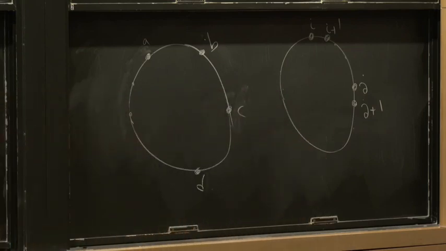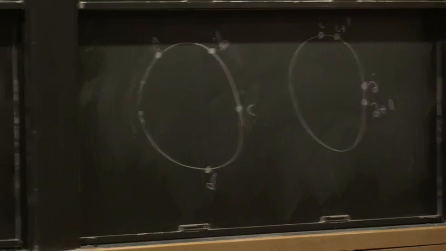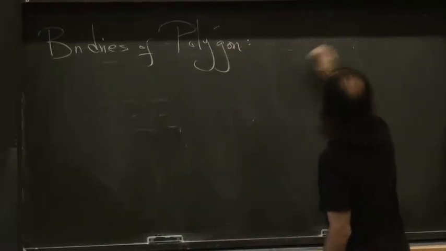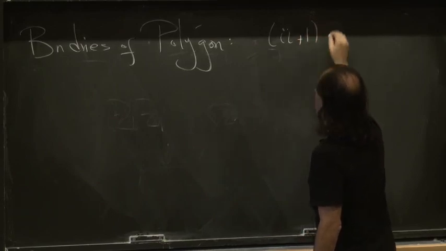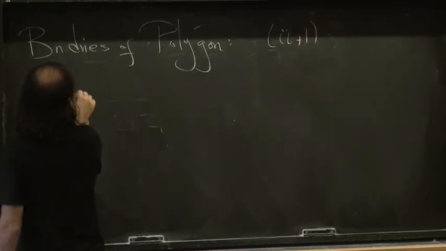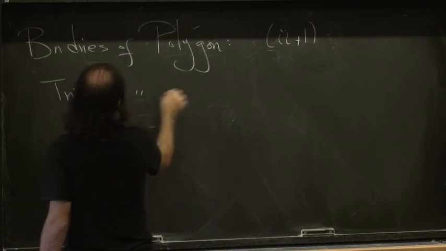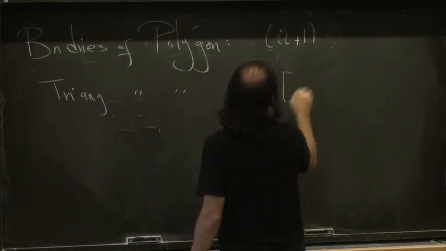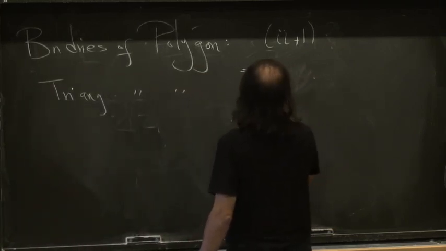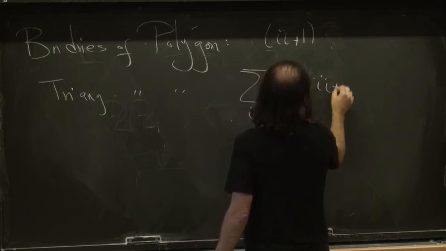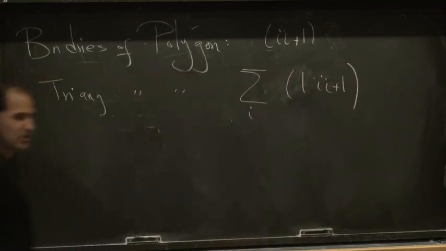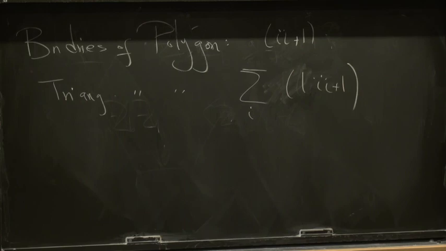So the boundaries of the cyclic polytope, so if I summarize, the boundaries of the polygon are i, i plus 1, and a triangulation of the polygon is, for example, the sum of these simplices 1, i, i plus 1. And as we've checked a number of times, that's the correct triangulation because the boundary of that sum is exactly the sum of i, i plus 1.